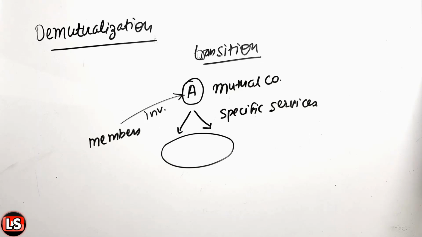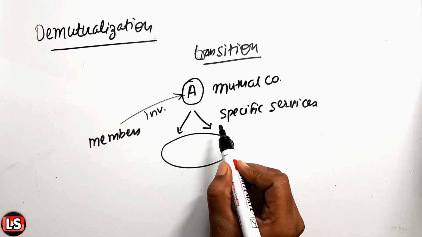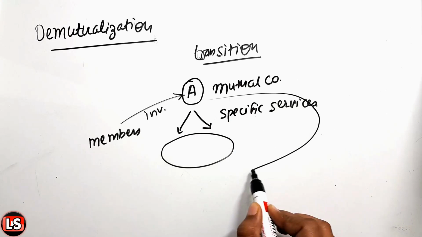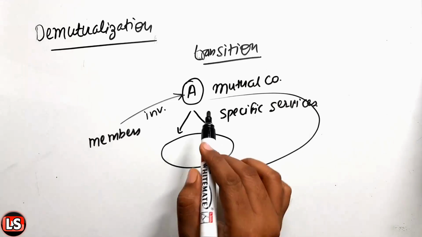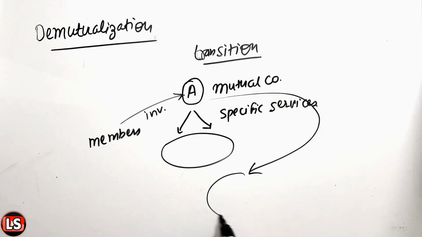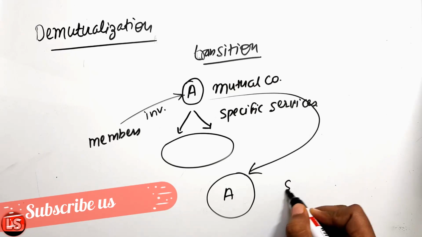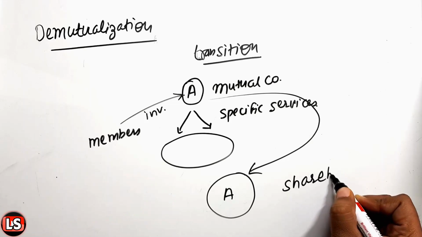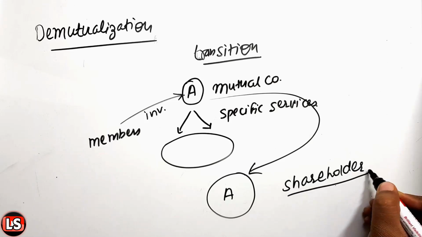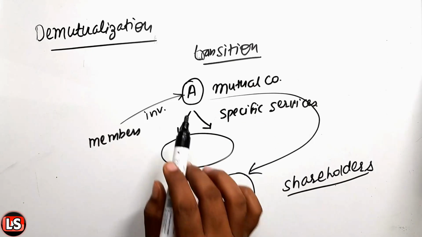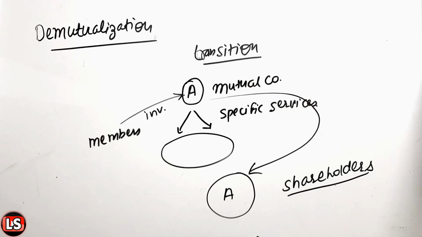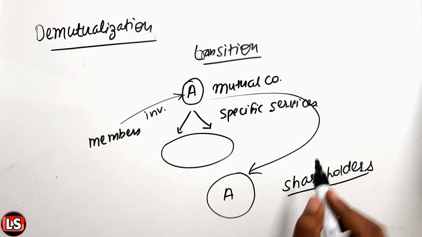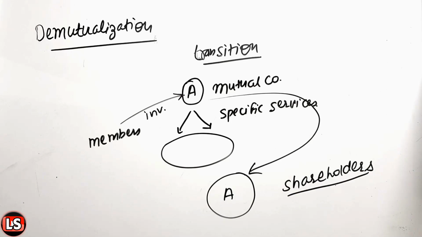Demutualization is a process where the company changes its hierarchy, you can say, where the company which was owned by the members is now a company which is owned by the shareholders. The only difference is that earlier the company was held by the members, who invested the money in it, but now a transition has taken place and the company is owned by the shareholders. This transition process is called demutualization.